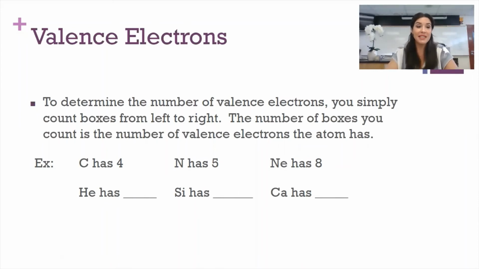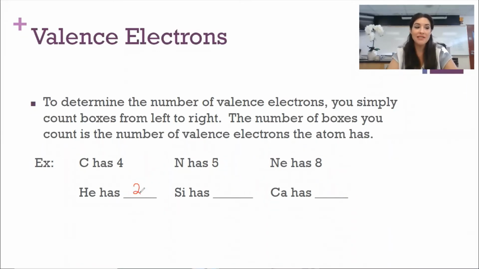Let's see how you did. Were you able to tell that helium only has 2 valence electrons? Silicon, on the other hand, is going to have a slightly different number. They're going to have 4. They're in the same row as carbon, so they end up having the same number of valence electrons. Calcium has 2. It's in that second row, so it's going to have 2 valence electrons.